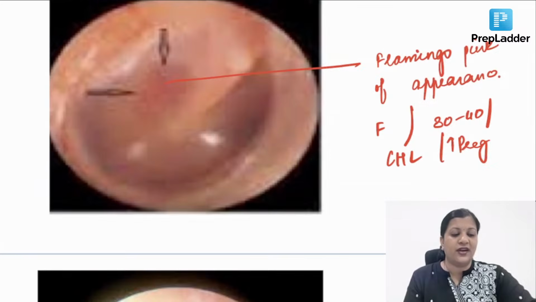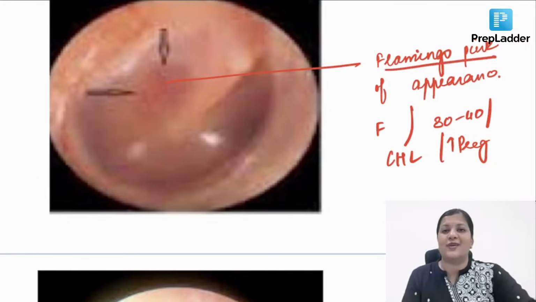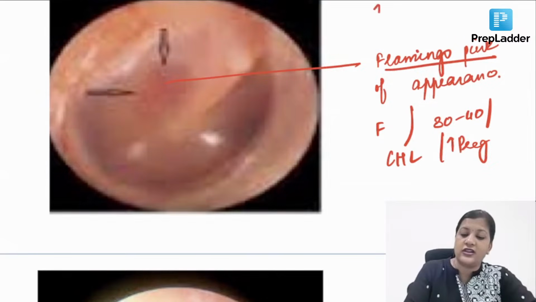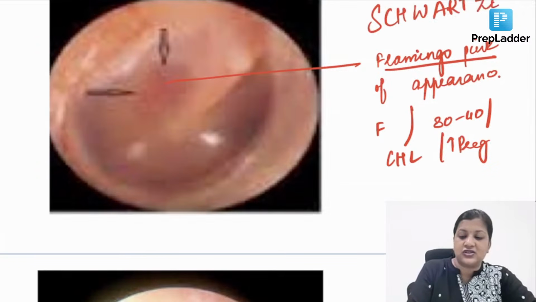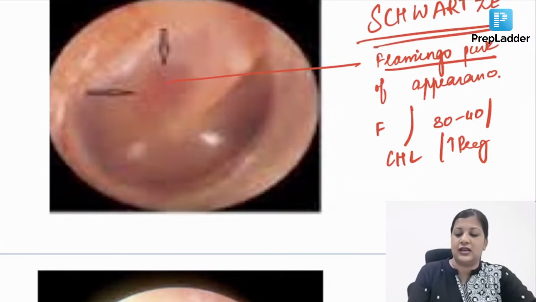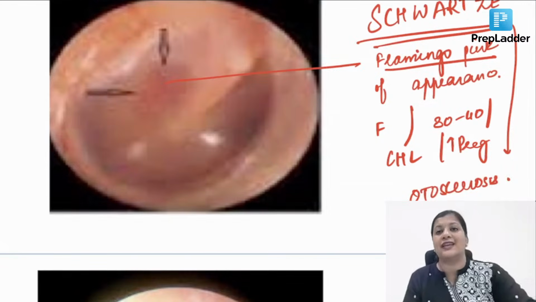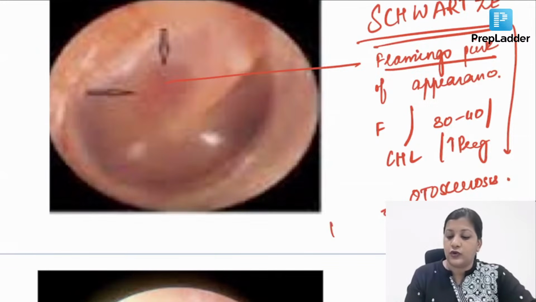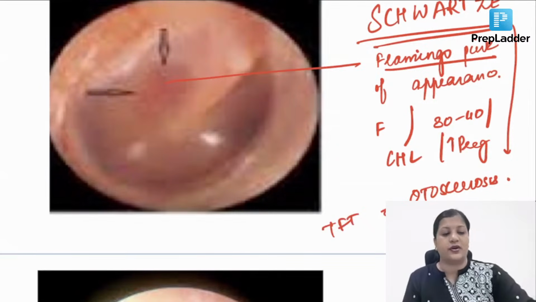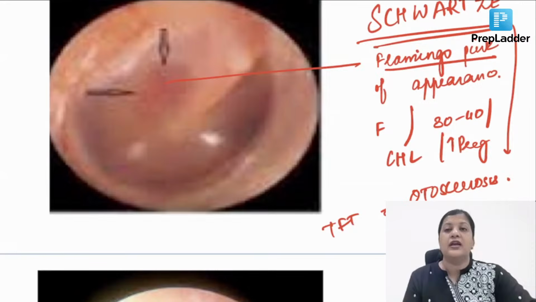Yes, so many of you have written glomus. See, in glomus, we see that rising sun appearance. This is a flamingo pink appearance of the promontory seen through an intact tympanic membrane, and we call that sign as Schwartz sign. And where do we see this Schwartz sign? The Schwartz sign is seen in otosclerosis. So again, otosclerosis is a very, very important question. They can give you Schwartz sign, they can give you audiometry, they can give you tuning fork test, and they can ask you questions on this, right?